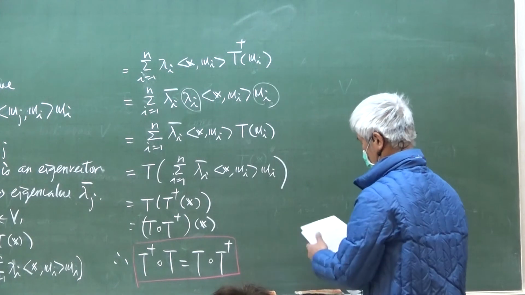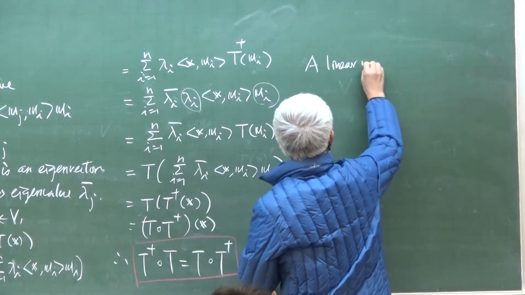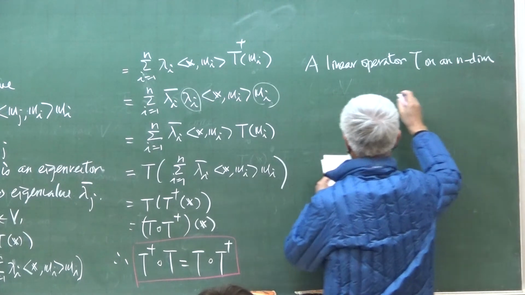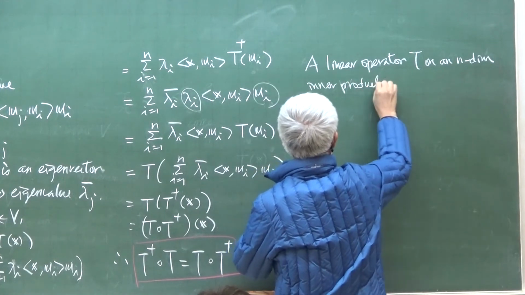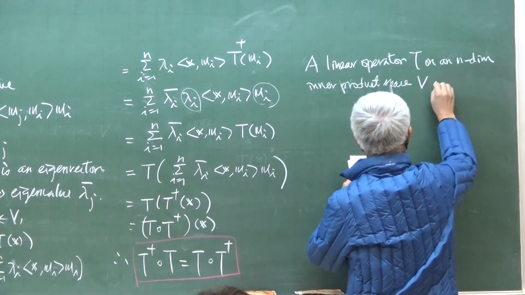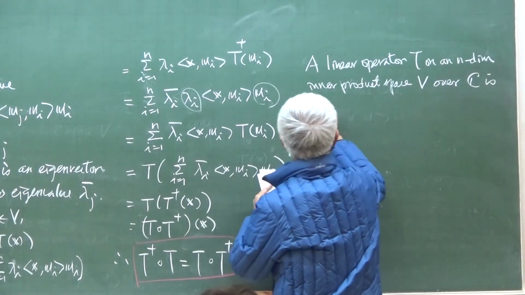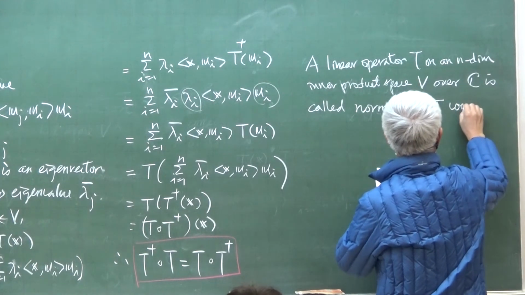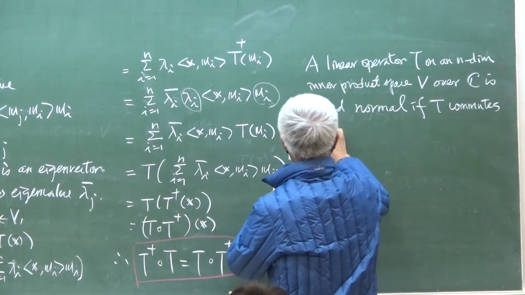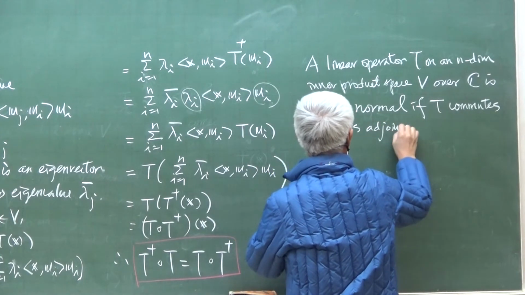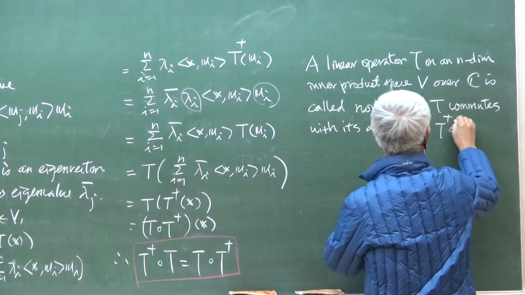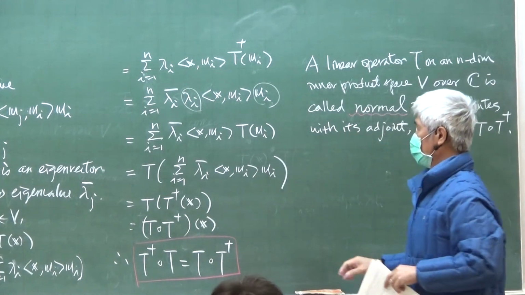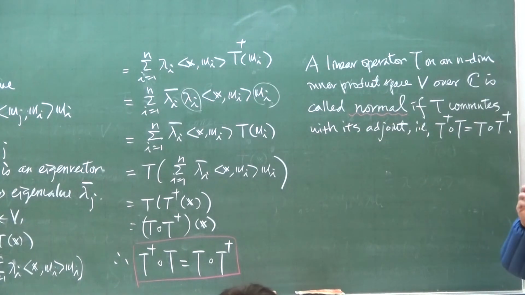Right? So now, to give a name: a linear operator T on an n-dimensional inner product space V over C is called normal if T commutes with its adjoint, i.e., T dagger T equals T T dagger. So any operator that has this property is called normal. Okay, so they are called normal operators.